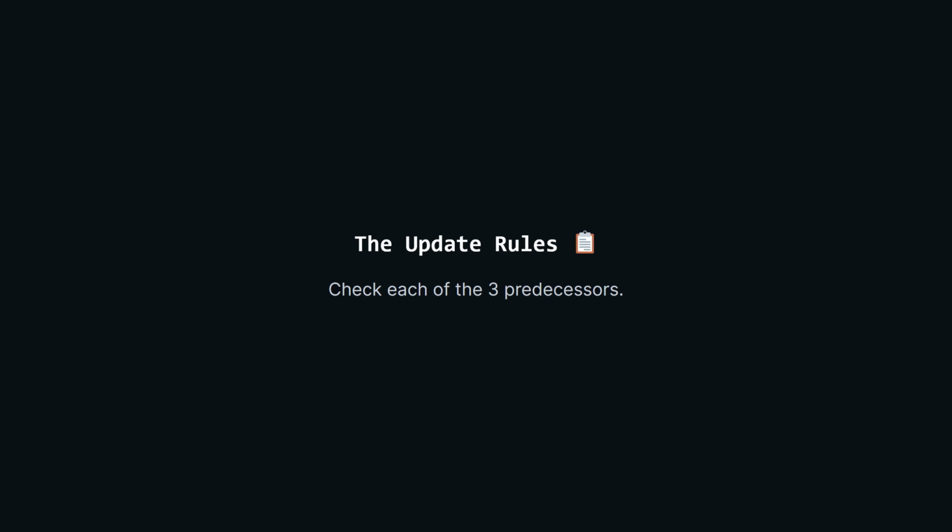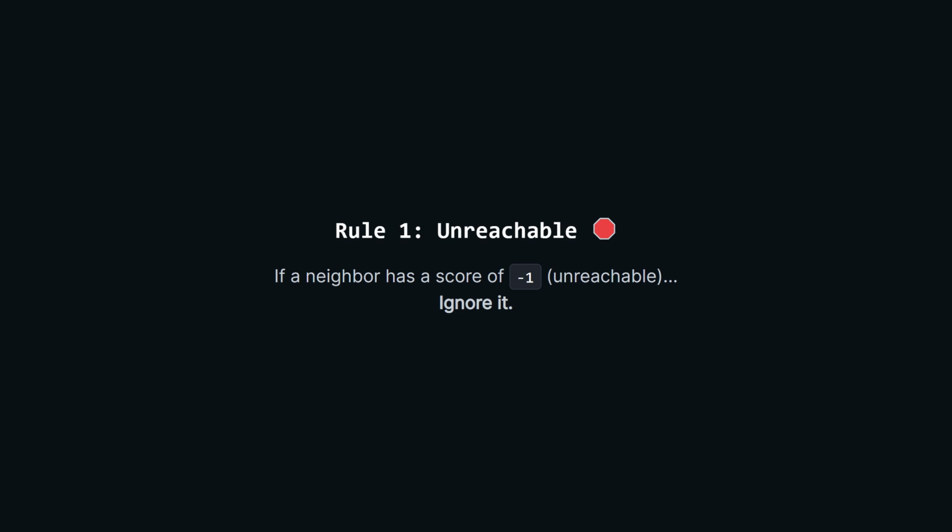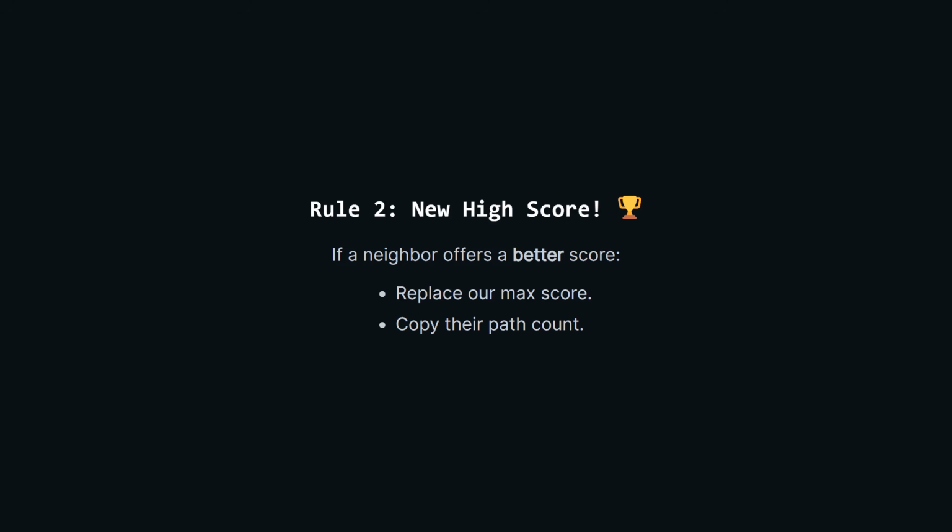So our logic is going to check the saved scores in those three predecessor cells and follow a few simple rules. Rule 1. If a neighbor is an obstacle or completely unreachable from the start, we just ignore it. We will use a score of -1 to flag dead ends like this. Rule 2. If one of those neighbors offers a strictly higher score than our current best, we completely replace our cell score with theirs, and we inherit their path count.